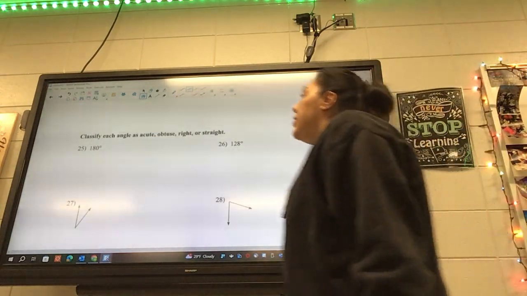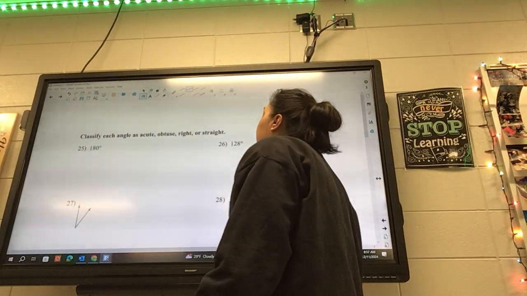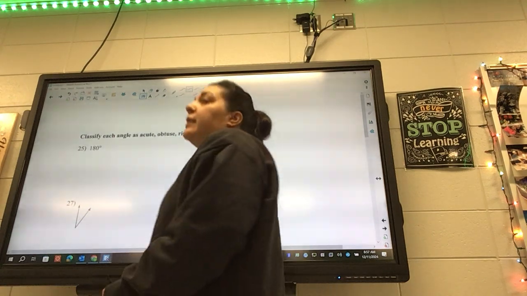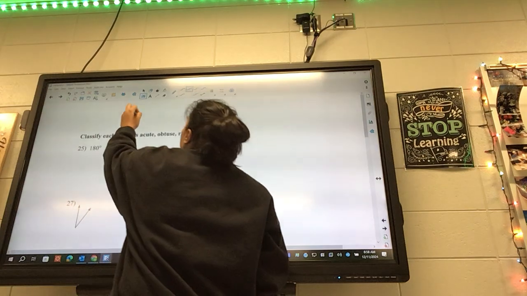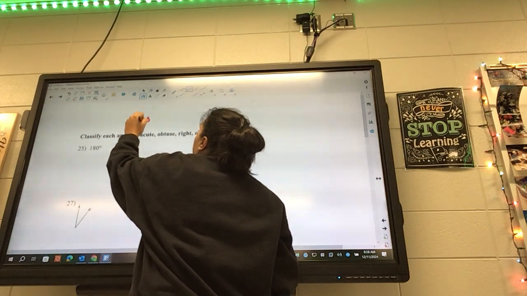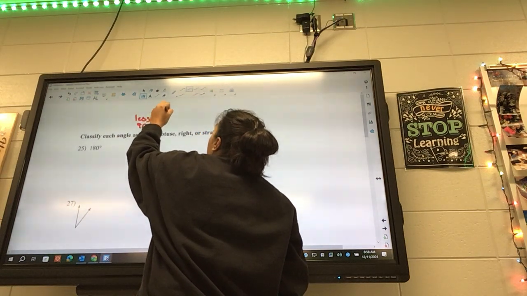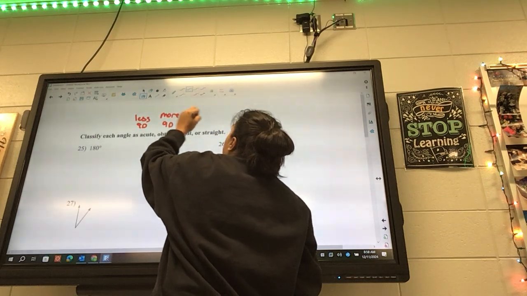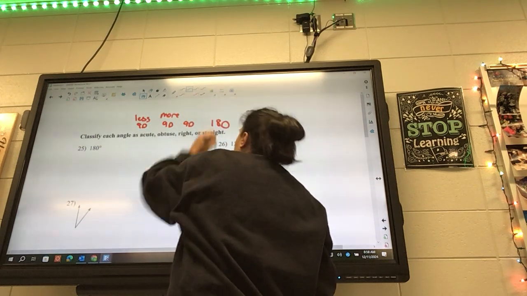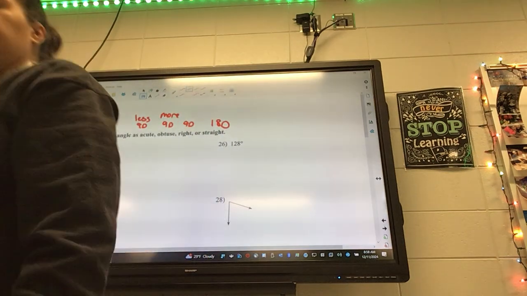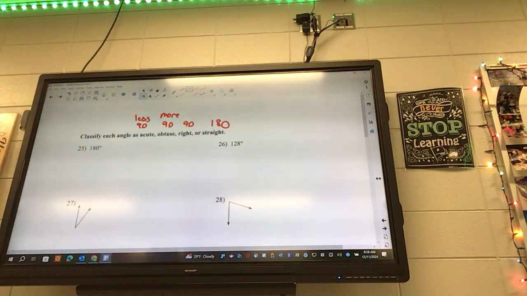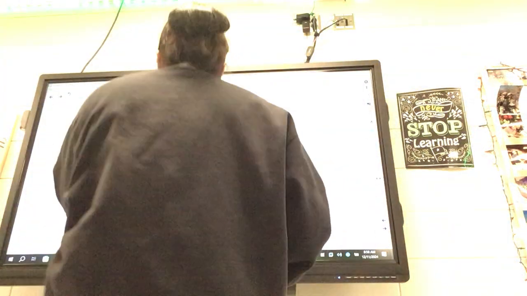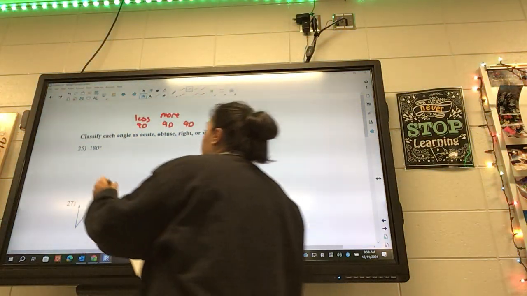Okay, classify each angle as acute, obtuse, right, or straight. Acute is less than 90. Obtuse is more than 90. Right is 90, straight is 180. So 180, what kind is that? It gives you 180, so which one is that? It's a straight.